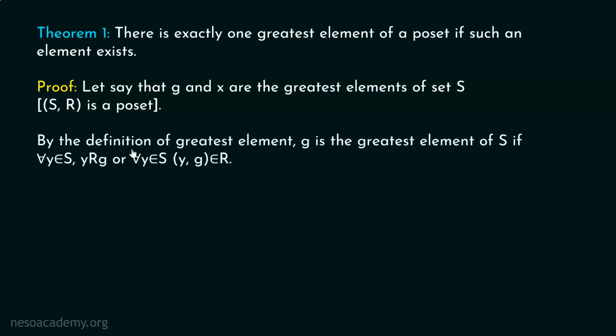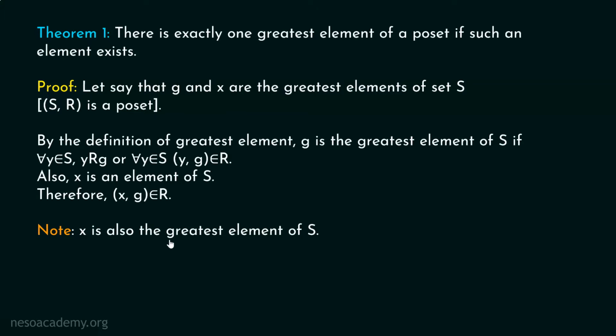By the definition of greatest element, G is the greatest element of S if for all Y belonging to S, Y is related to G, or for all Y belonging to S, (Y, G) must belong to R. This is according to the definition of greatest element, because I'm considering that G is the greatest element. Also, X is an element of S. Here we are saying that for every Y belonging to S, (Y, G) must belong to R. We know that X is also an element of S. Therefore, (X, G) must belong to R as well.